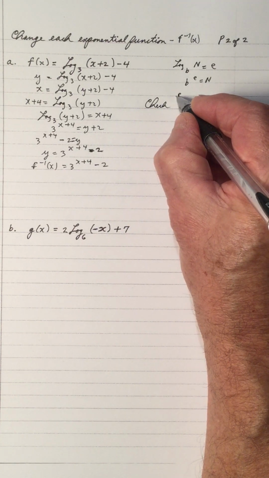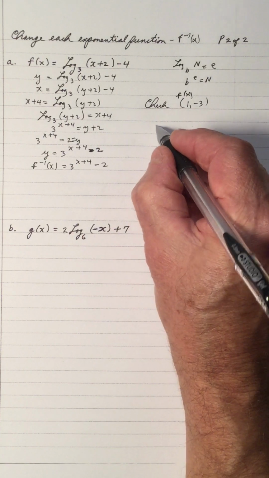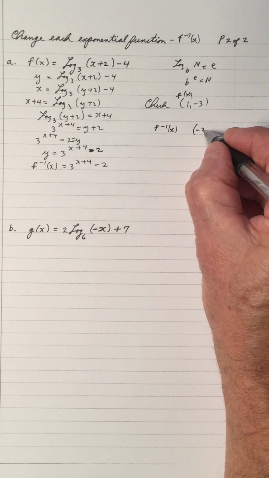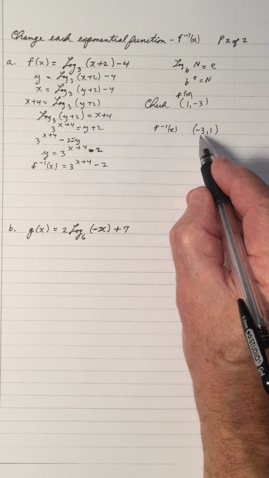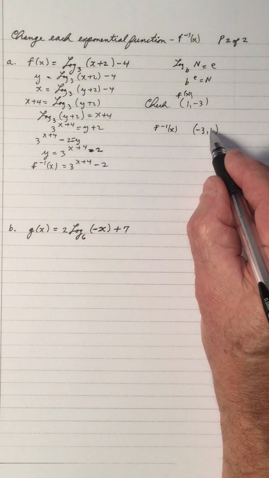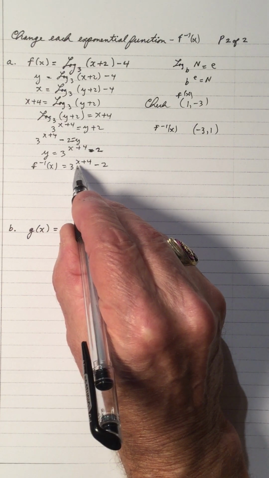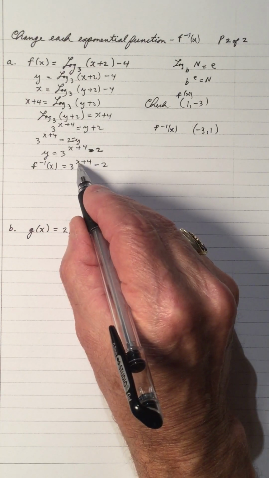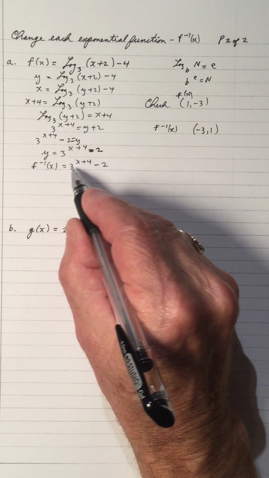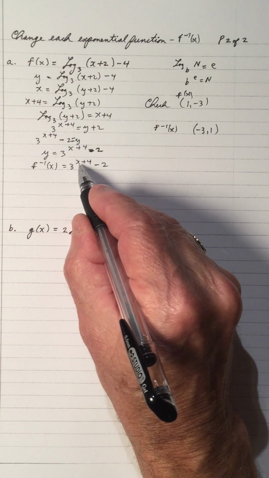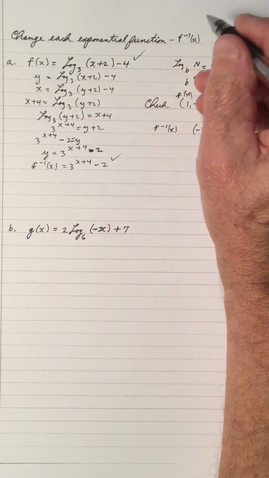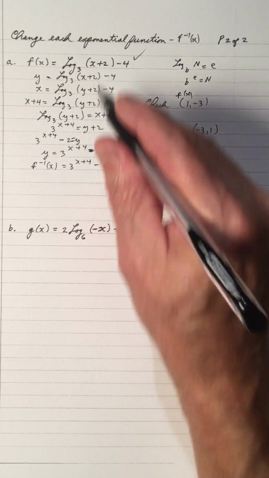So this is for the f of x, and the f to the negative 1 of x is the inverse. The ordered pair would be negative 3, 1. So when we put a negative 3 into this function here, we should get a 1. Put a negative 3 in here. Negative 3 plus 4 is 1. 3 to the 1 is 3. 3 minus 2 is 1. So that tells me that this is the log form, this is the exponential form, and they're inverses of each other.